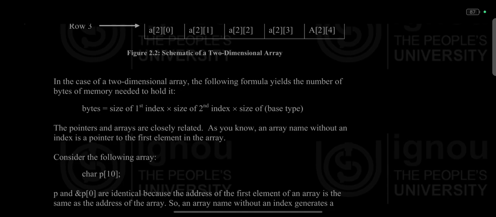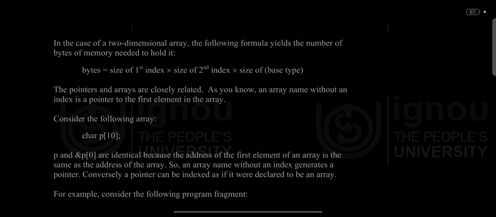In the case of a two-dimensional array, the following formula yields the number of bytes of memory needed to hold it: bytes is equal to size of first index into size of second index into size of base type. The pointers and arrays are closely related. As you know, an array name without an index is a pointer to the first element in the array. Consider the following array: char p[10].